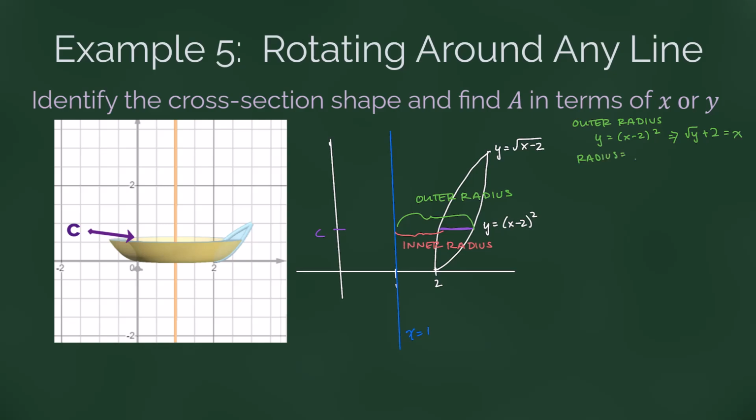So we'll rearrange to get that x equals the square root of y plus 2. And now we'll see that our outer radius is going to be the square root of y plus 2 minus 1 to take into account the change in our axis of rotation. That simplifies to the square root of y plus 1.